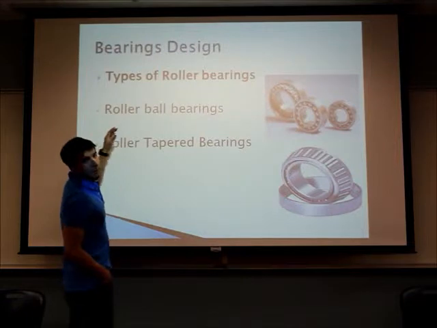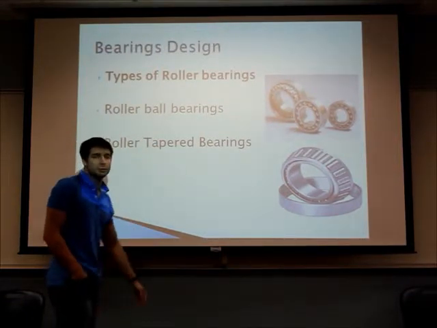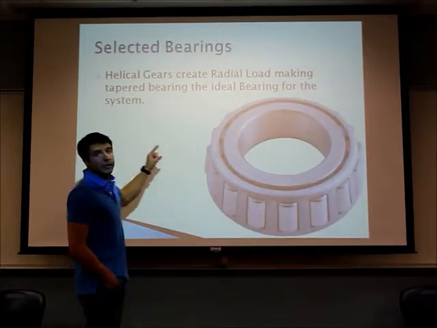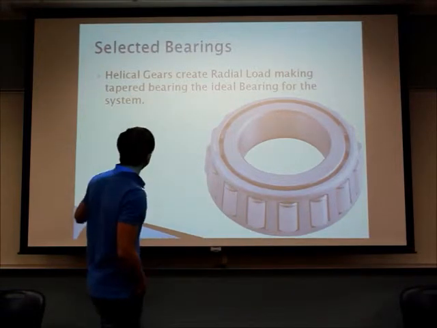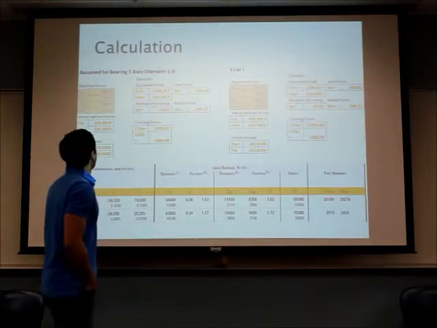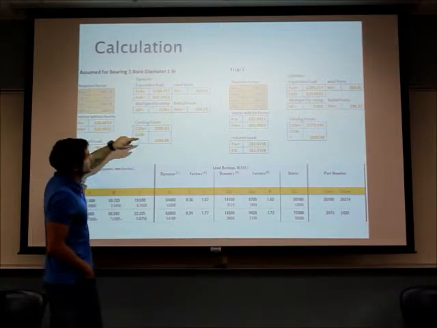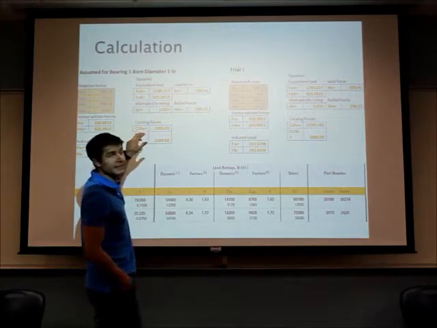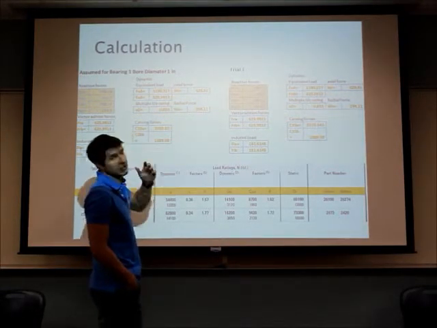Alright, so for the bearing design, there are 2 types of bearings: rotor ball bearings and rotor taper bearings that we could have chosen for our design. Since we had helical gears in our design, our most ideal bearing would be the tapered bearing. And with the reaction forces, we could get the vector additional forces, and with the radial action force, we could get the assumed catalog C10 force with a K factor of 1.5 as the assumption.